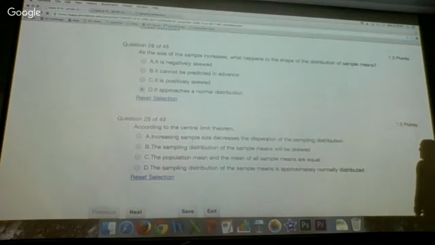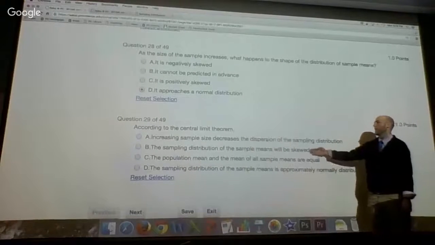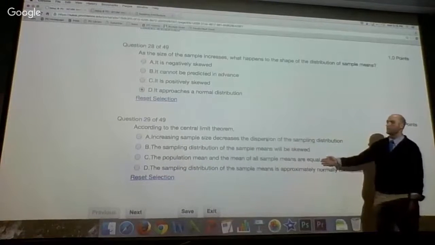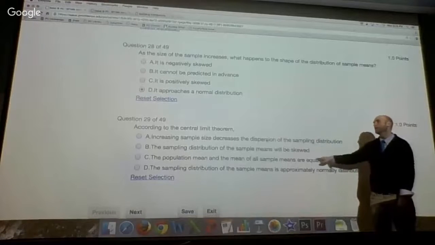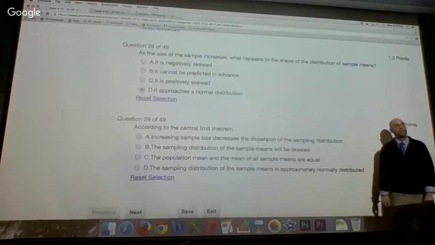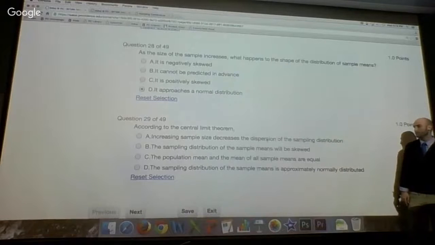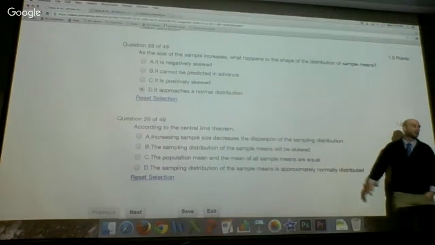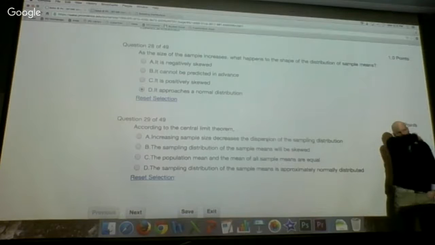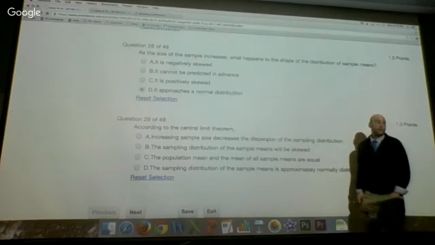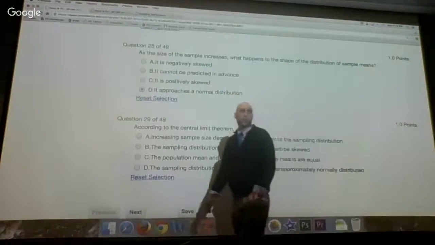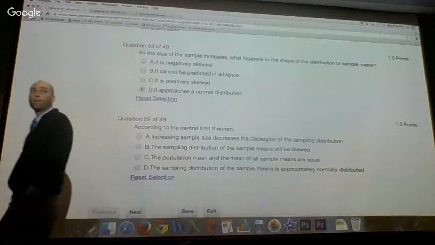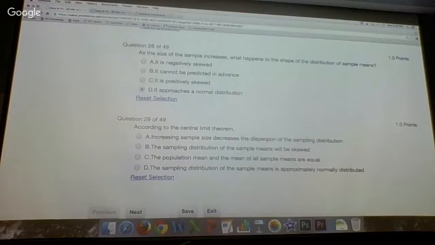Like that thing's true, but the sampling distribution, that one's not true. The mean of all sample means is equal to the population mean. That one's true as well, but question 29 is asking you which one of those is true according to the central limit theorem. Means C is true, D is also true, A is also true. Is C what the central limit theorem states specifically? Yeah, I don't know either.